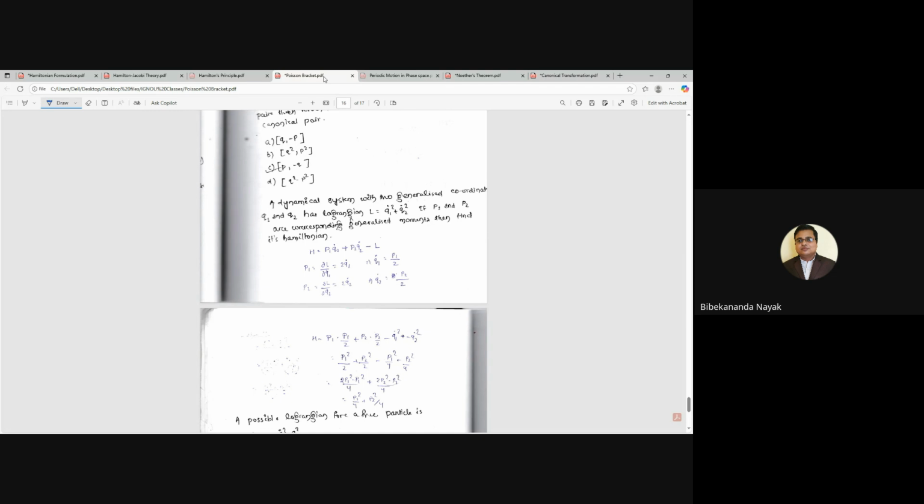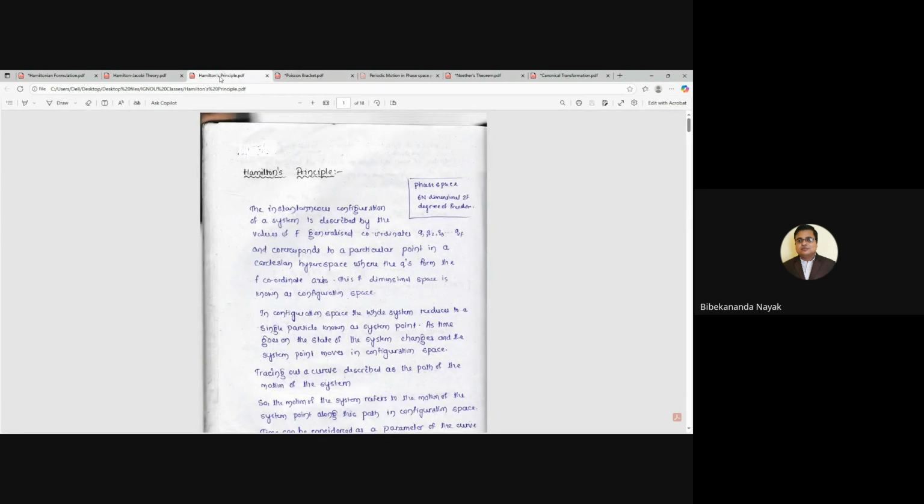These are very important: Poisson bracket, canonical transformation, Hamilton's principle. Is it clear? Yes, sir.